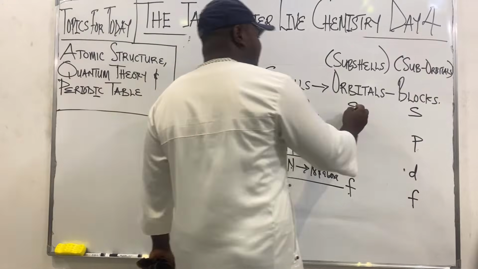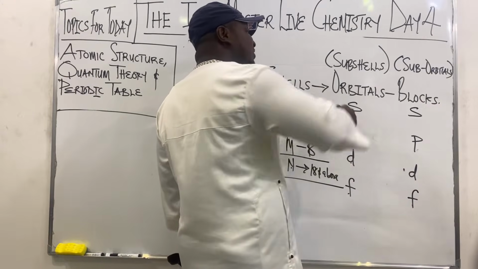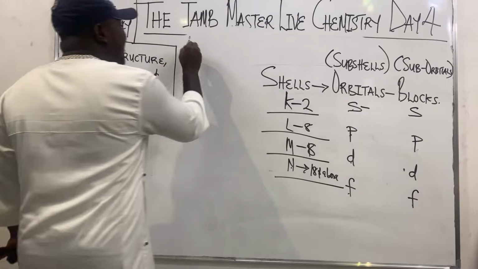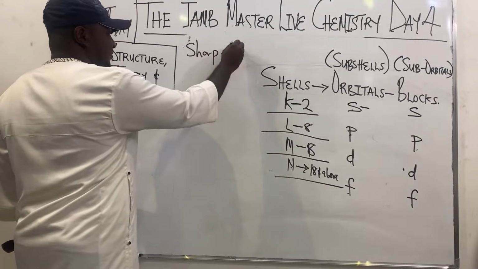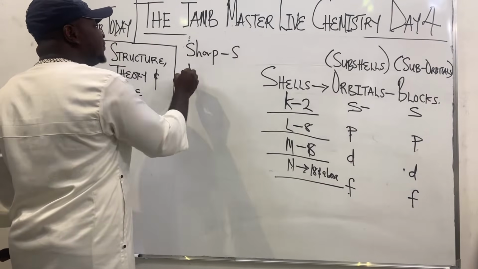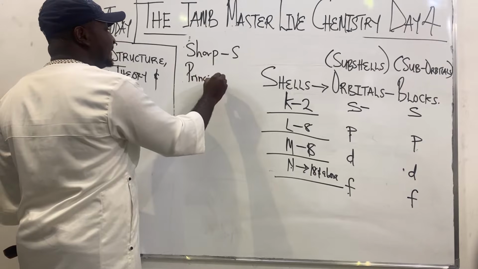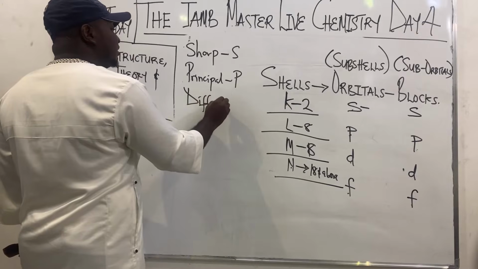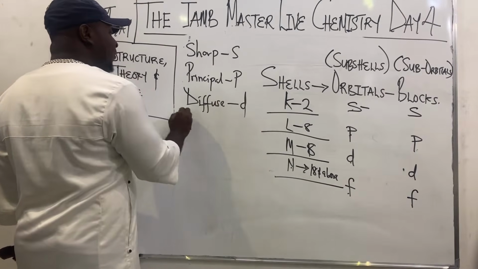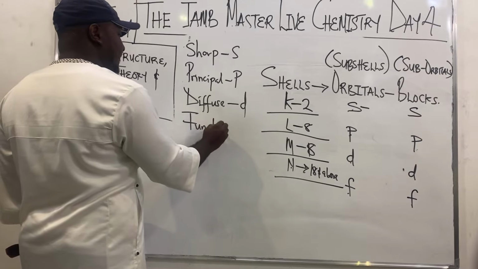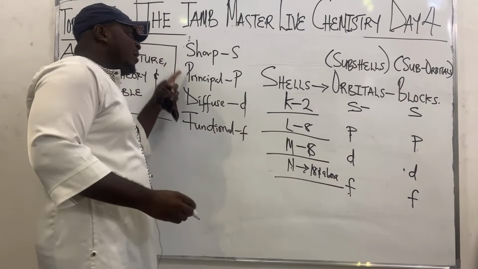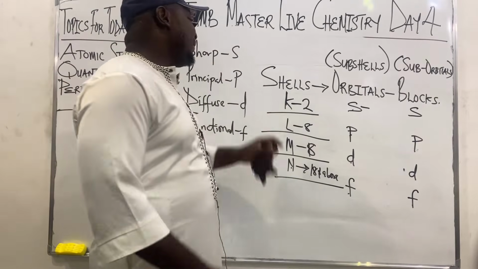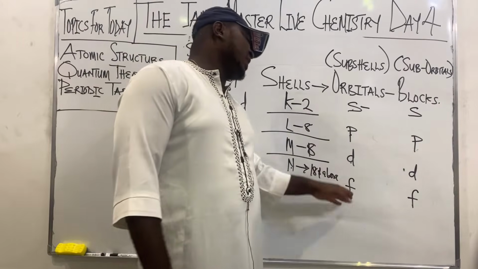Are you aware that even the s, p, d, f orbitals also have the number of electrons they can take? The s orbital is also called the sharp orbital. The p orbital is principal. The d orbital is diffuse. F is functional. These are the 4 names for the 4 types of orbital you have in chemistry: s is sharp, p is principal, d is diffuse, f is functional.